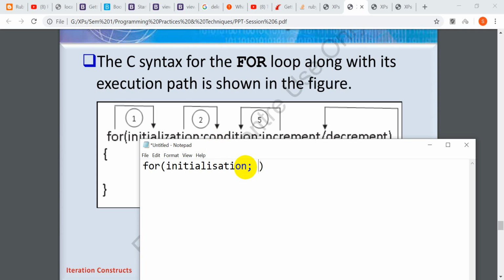Semicolon followed by condition. Semicolon followed by increment or decrement. Decrement. Okay, decrement. Then here is where we execute our statement. Our statement, we end it with semicolon.